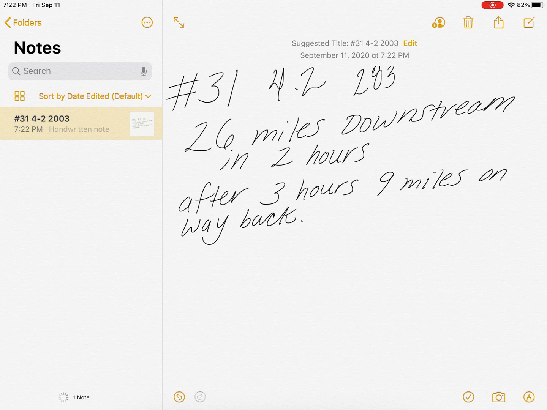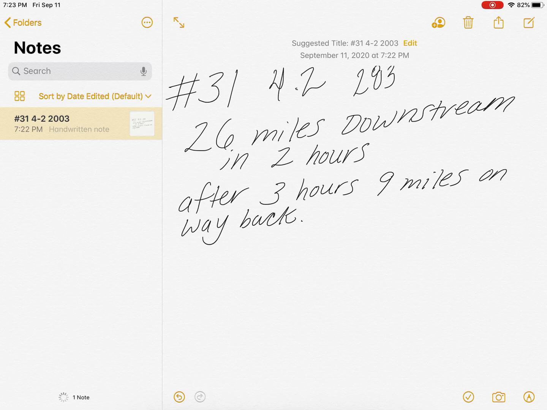Jonathan and Samantha rowed their canoe 26 miles downstream in 2 hours. After a picnic, they row back upstream. After 3 hours, they have only traveled 9 miles. That would be on the way back upstream. And then it says, assuming that the canoe is at a constant rate and the river's current is also constant, find the speed at which they can row in still water.